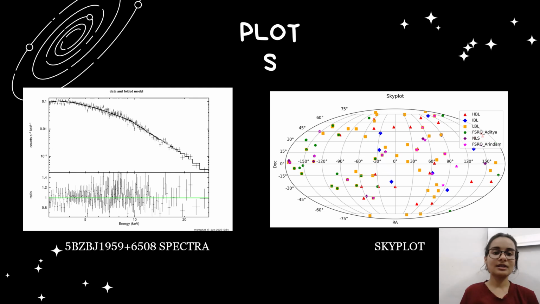So here are my plots. The first one is a plot of one BL Lac object. This was done using XSPEC obviously, and it is fitted by a power law. It fits very well. The next one is a sky plot, and in this sky plot we have every kind of object: different types of BL Lacs like HBL, IBL, LBL, and FSRQs are also there, and narrow line Seyferts are also there. This sky plot is done using Python.